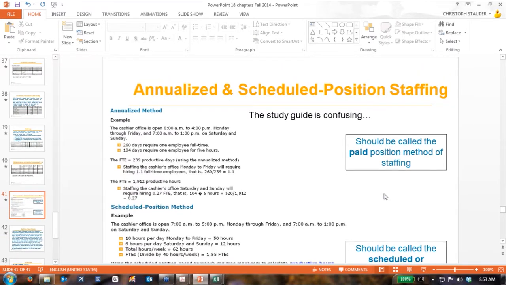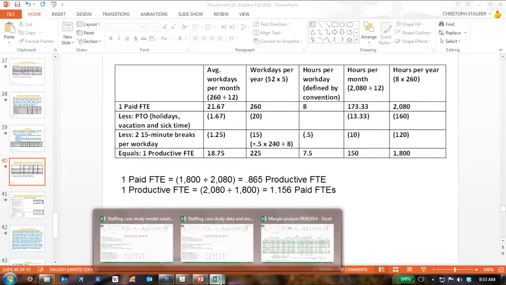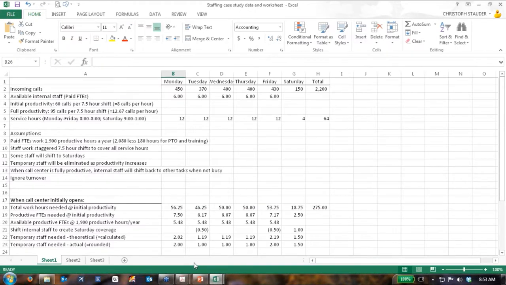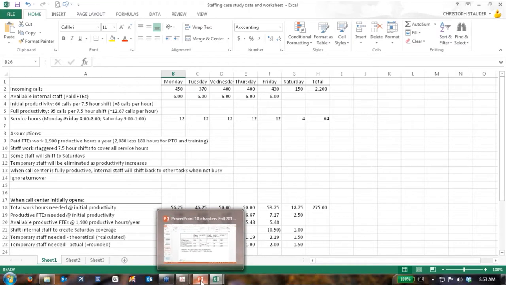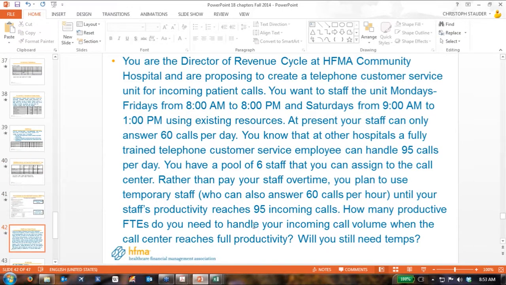There is an example in a case study that looks like this, and the text of it is described here. Let me go to it. Okay, here is the text of it, and I'm not going to do this case study with you here, but encourage you to work on this on your own. And the case study is in the case study section in your book.